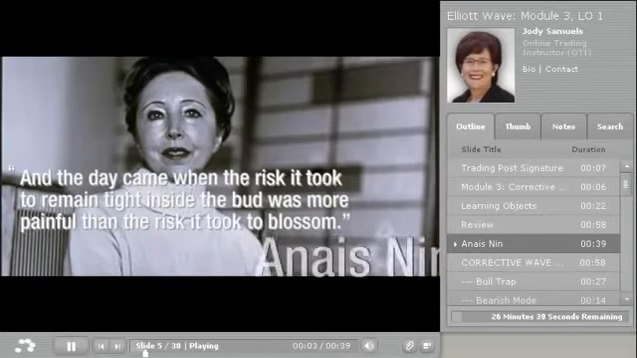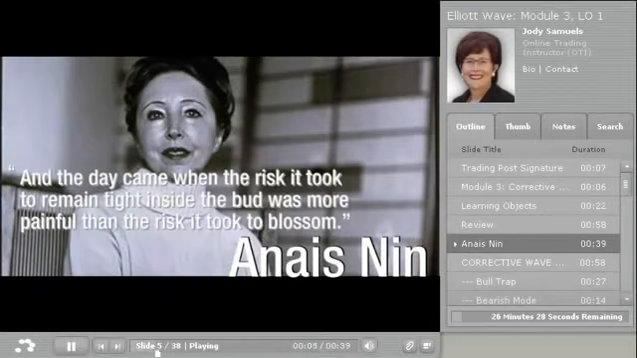Anaïs Nin, writer and diarist from Paris, said, "And the day came when the risk it took to remain tight inside the bud was more painful than the risk it took to blossom." Congratulations for taking the risk to learn skills required to become an intuitive master trader. Not everyone is ready for this step or challenge, but you are, because you are here now.